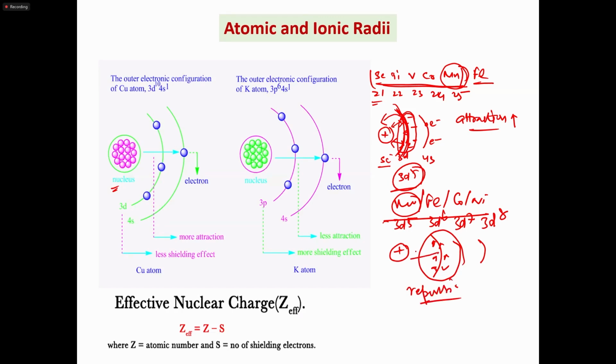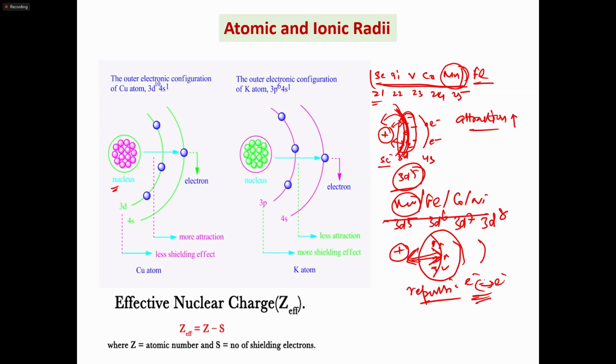There is attraction between the nucleus and the electrons. Another factor is that there is also repulsion, electron to electron. So both attraction and repulsion are present from manganese to nickel. These two factors are opposite to each other, so they cancel each other. That's why the atomic radius is about the same for manganese, iron, cobalt, and nickel.